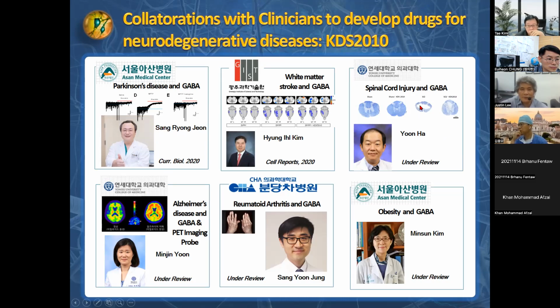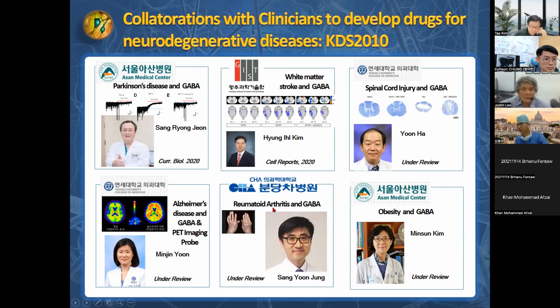And at Yonsei University, we are still working on spinal cord injury and recovery after spinal cord injury. And we have also looked at obesity and the role of this tonic GABA from reactive astrocyte in obesity. This is actually under revision now. We also collaborated with Dr. Jung Sang-yoon at Cha Bundang Cha Hospital.